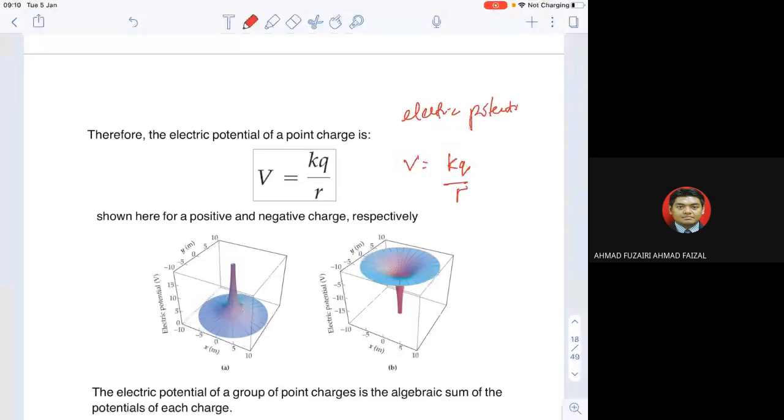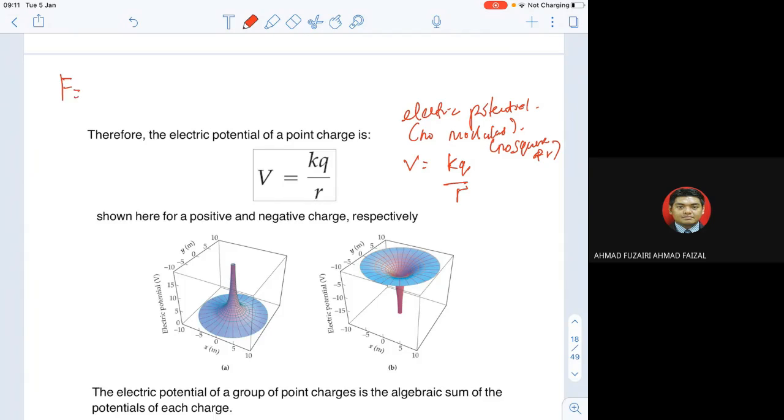And if you look at the electric potential, there is no modulus. No modulus. Okay, in the bracket, no modulus, and no square of R. It's just KQ over R. Okay, let's do some comparison with electric force.